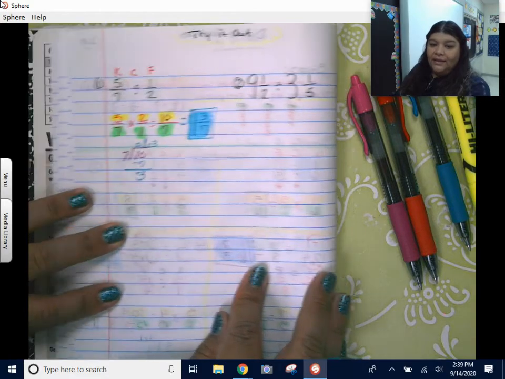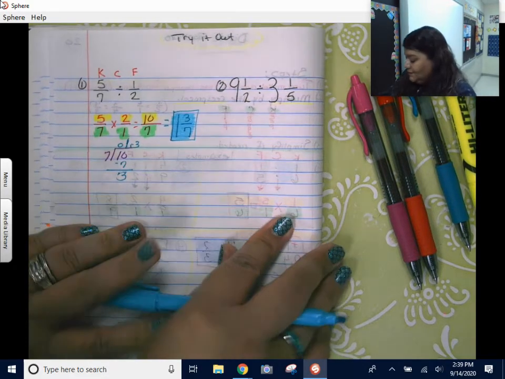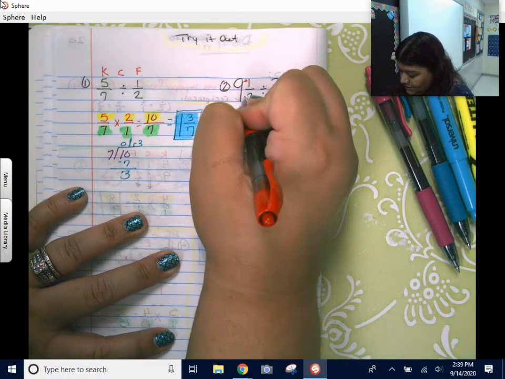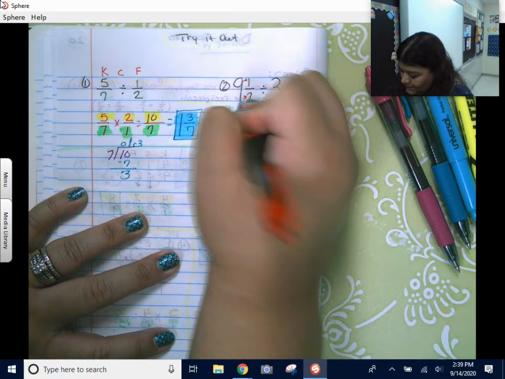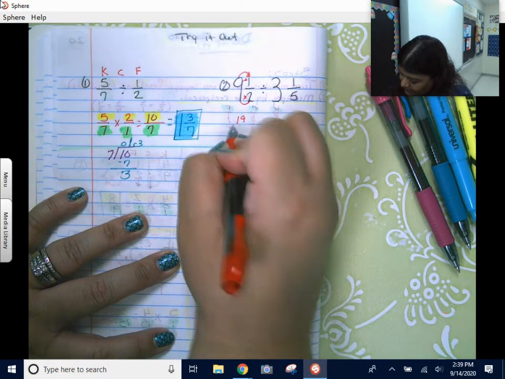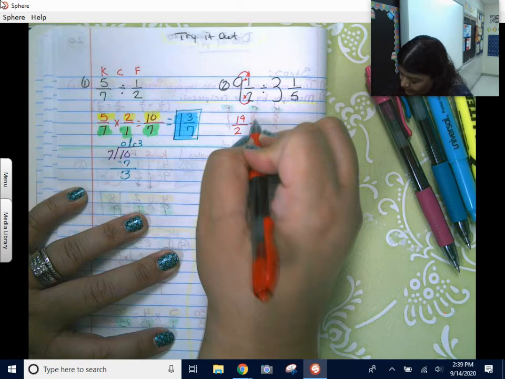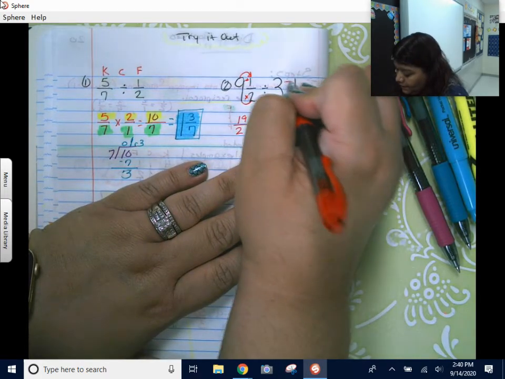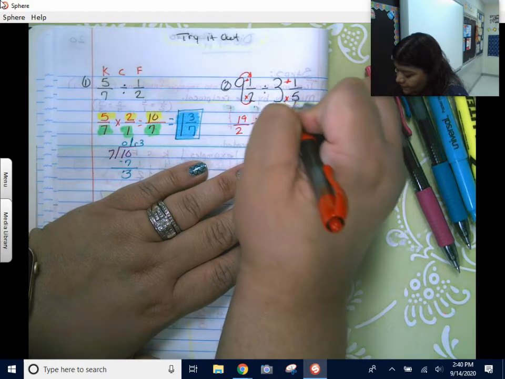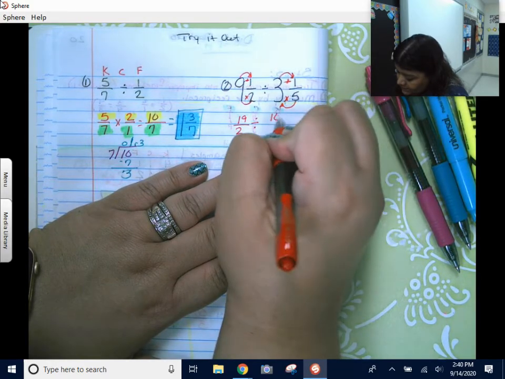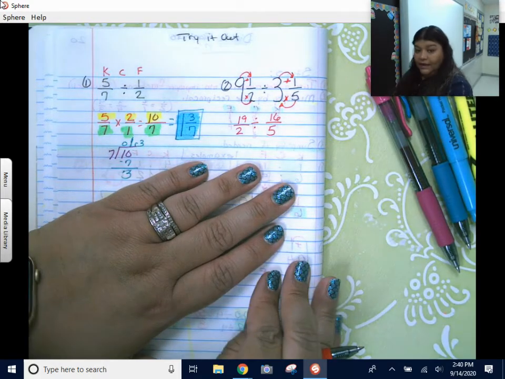Okay, now let's check this one out. Right away, first thing you should have done, do our Texas wheel. 2 times 9 is 18. 18 plus 1 is 19 over 2. Divided by, remember, you're not changing it yet. Okay, do the Texas again. 5 times 3 is 15. 15 plus 1 is 16 over 5. Yay us.